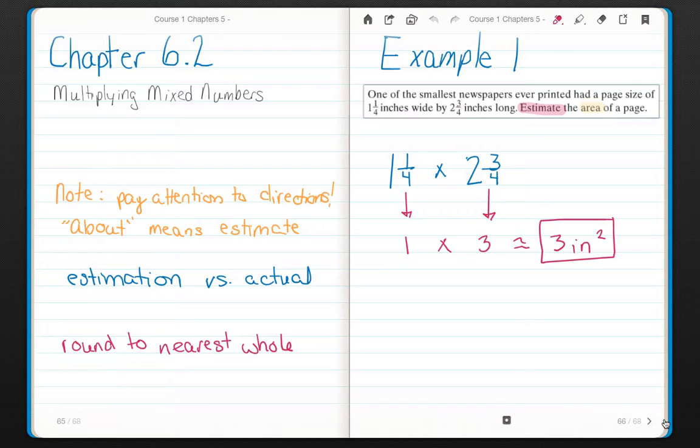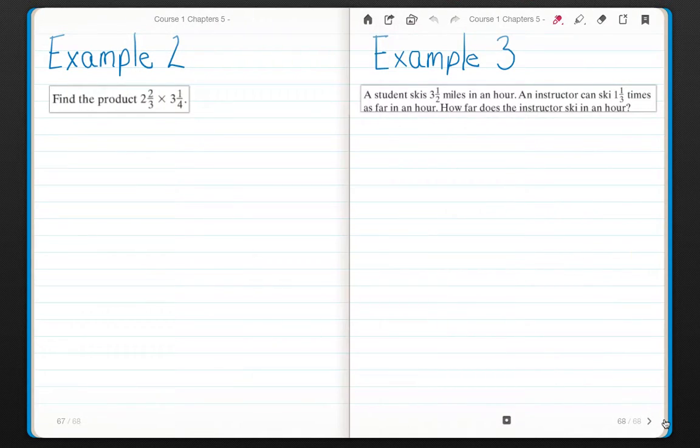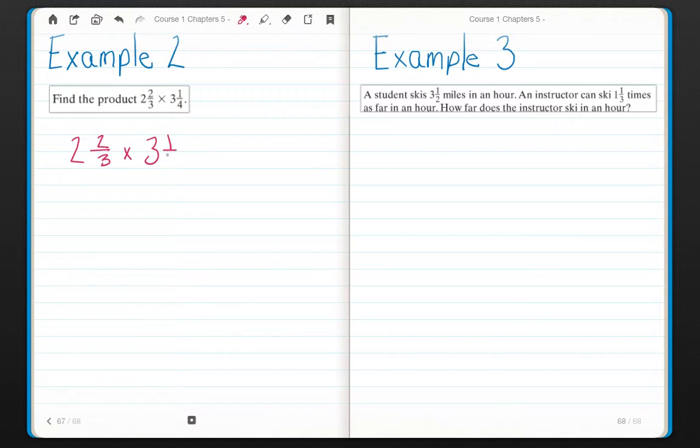All right, example 2. So let's get into actually multiplying. We went over this a little bit in the challenge problem in example 6 of lesson 6.1. So let's review it again. Find the product of 2 2/3 times 3 1/4. So of course I'm going to write the original problem. 2 2/3 times 3 1/4. Now I cannot multiply mixed numbers. I must change them into improper fractions first.